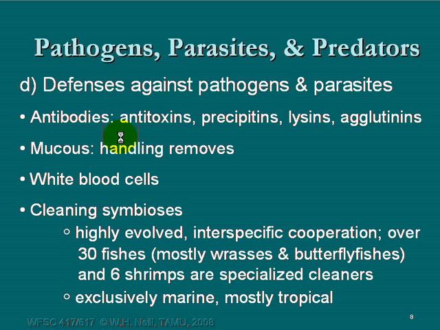Over 30 different fishes, probably a lot more than that, mostly wrasses and butterfly fishes, have been identified as having specialized cleaning symbioses. And then there's some shrimps that tend to be specialized cleaners as well. As far as I know, all of the real well-developed cleaning symbioses in fishes are freshwater.